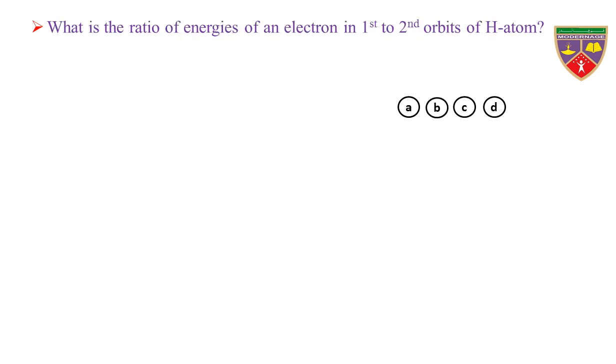What is the ratio of energies of an electron in the first to second orbits of a hydrogen atom? Option A, 4 to 1. Option B, 1 to 4. Option C, 9 to 1. Option D, 1 to 9. The key is 4 to 1. Therefore, the correct option is A.